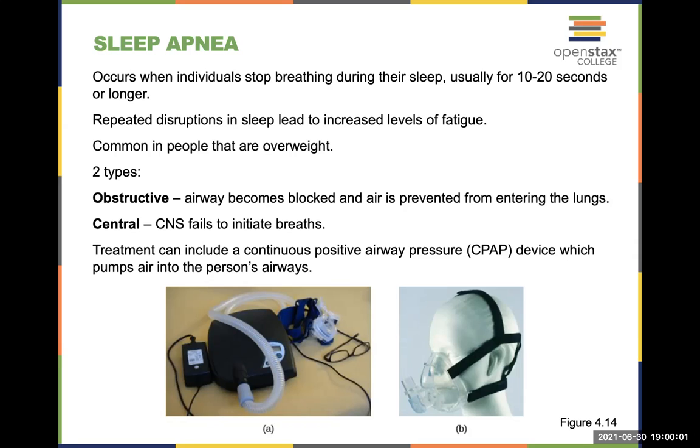Treatment can include a CPAP device, which pumps air directly into the person's airways. So that's how that gets treated.